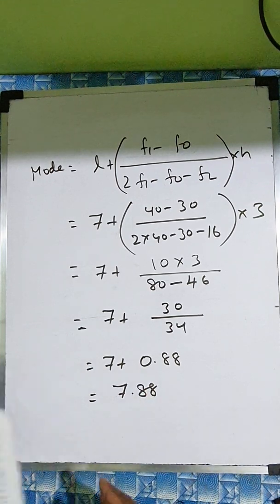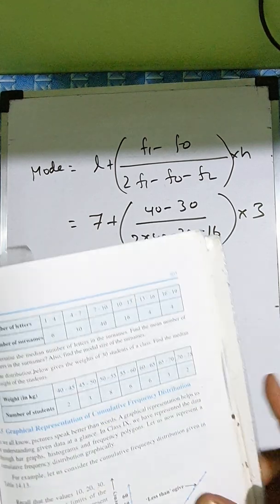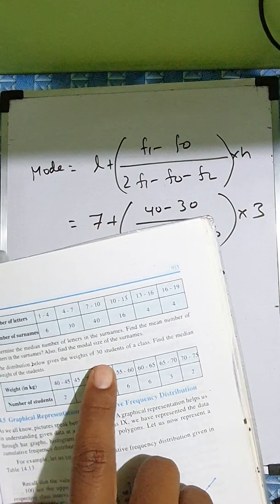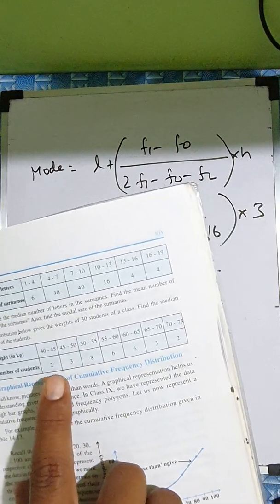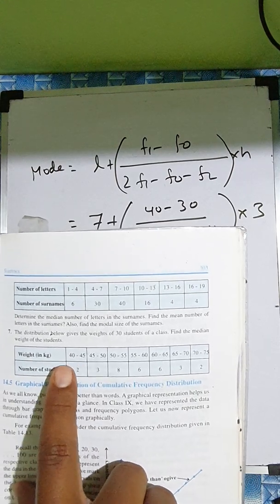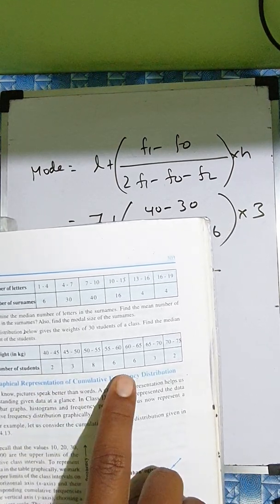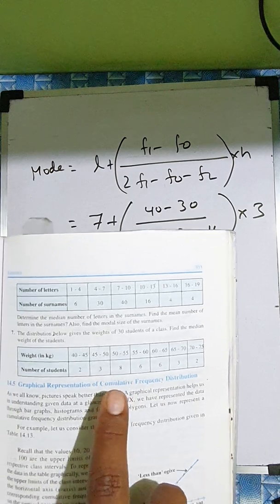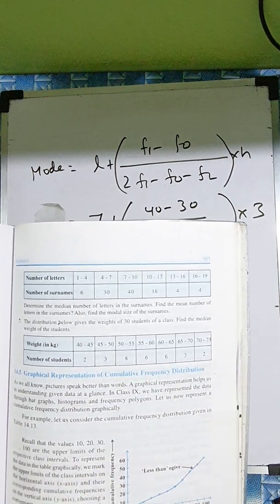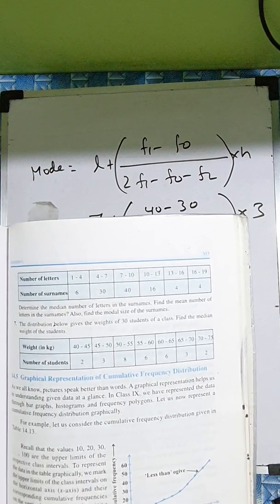Okay, and now the last question, question number 7. The distribution below gives the weights of 30 students of your class, find the median. Okay, same process as all the last questions we did, 40 to 45, so the size is 5, and you find the CF and find the median. Okay, so this is the homework, you try it yourself. Okay, question number 7. So that's over for this exercise 14.3.